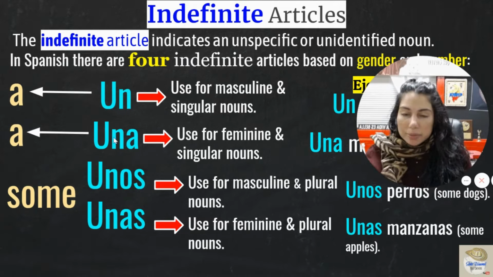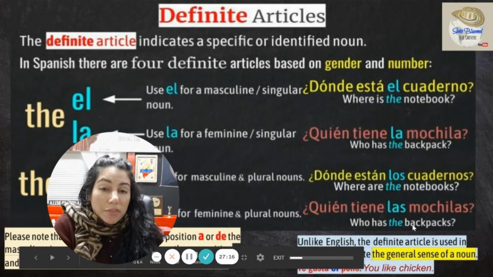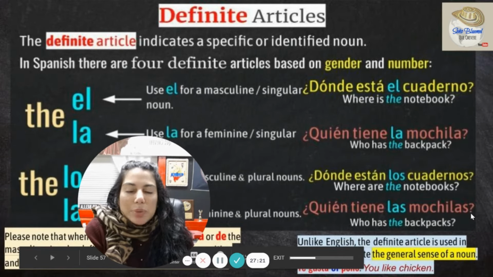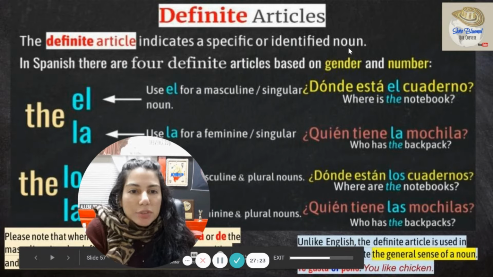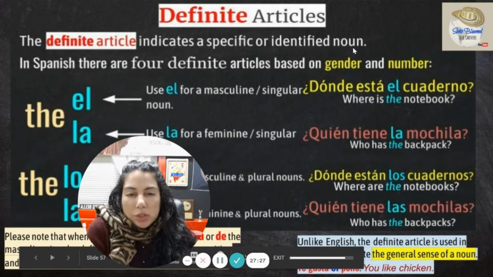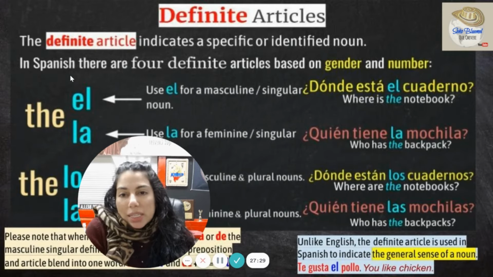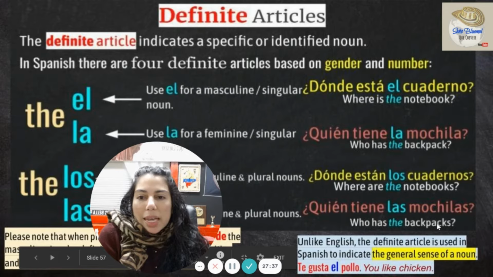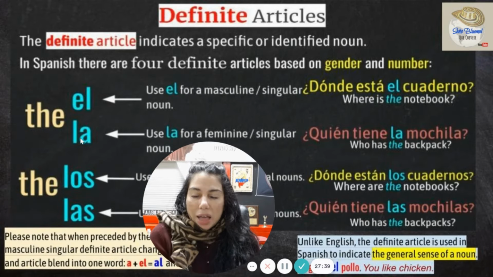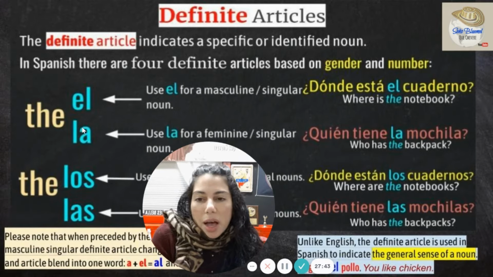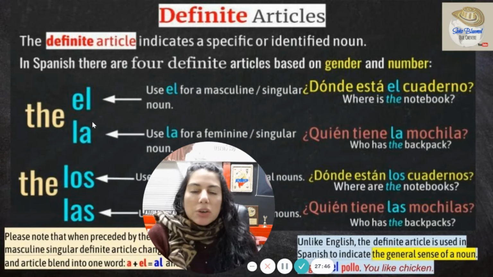So now let's talk about definite articles. Definite articles indicate a specific or identified noun. So that one you'd know for a fact what you're talking about and what you're referring to. Again, there are four in Spanish. So we have el or la, which both mean the. El is for a masculine singular noun.